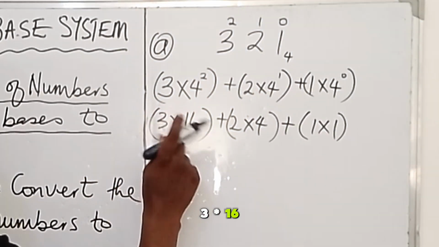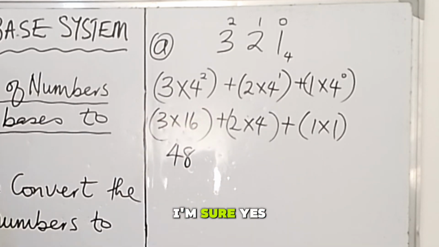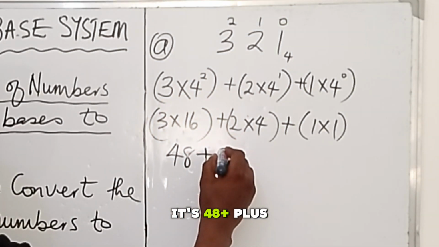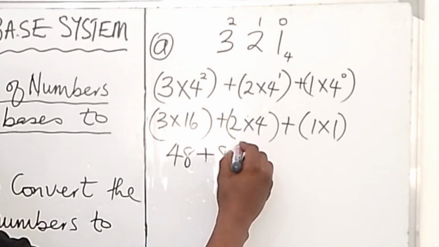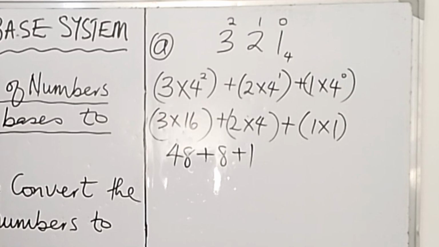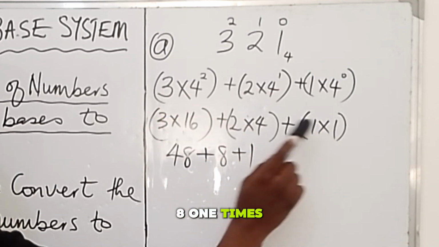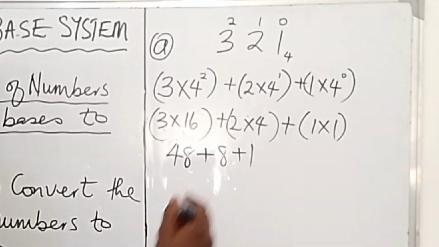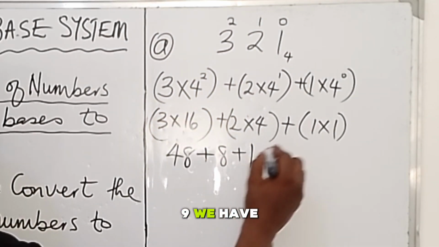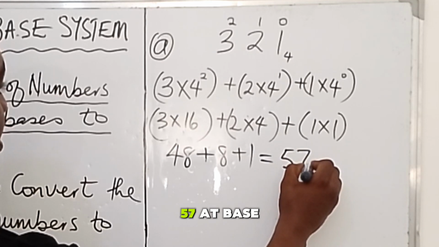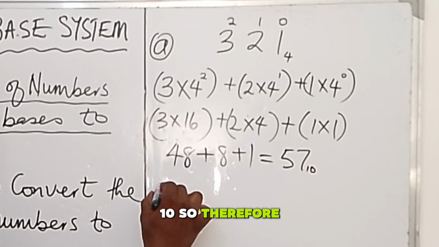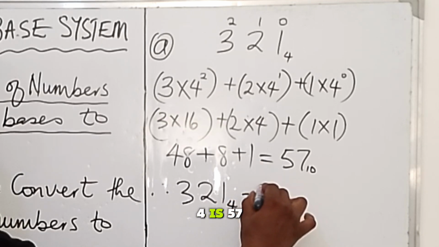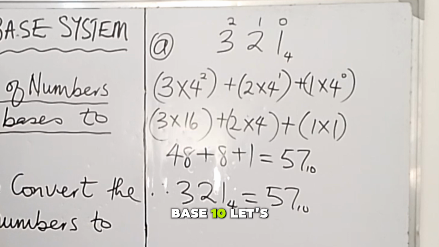3 times 16, that is 48, I'm sure. Yes, it's 48, plus 8, plus 1. 2 times 4 is 8, and 1 times 1 is 1. So 8 plus 1 is 9, and 48 plus 9 gives us 57 in base 10. So therefore, 321 base 4 is 57 base 10.